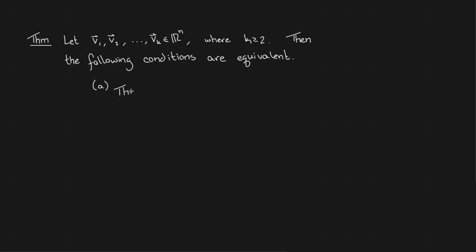A, the set of our vectors v1 to vk contains a redundant vector. At least one. Could contain more than one. So if that's true, it turns out that we also have the following property.